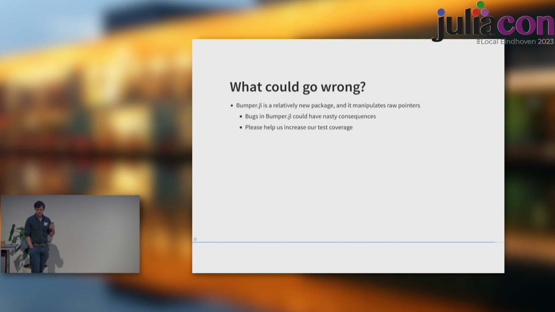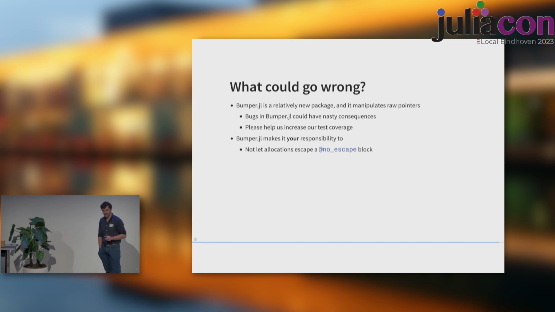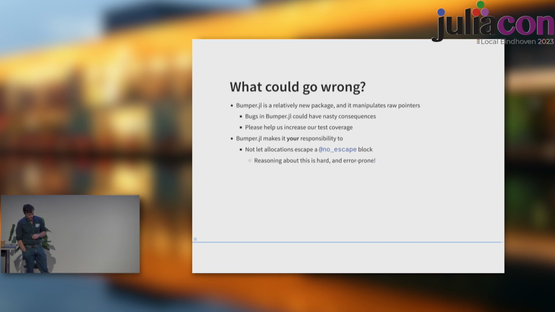So if you do decide to try out Bumper for some project, it would be really nice if you could submit a sample of what you're doing with it so that it can be added to the tests. And specifically, one problem here is that Bumper makes it your responsibility as the user to not let any allocations that happen in a block escape that block. And reasoning about that manually can be very hard and error prone.